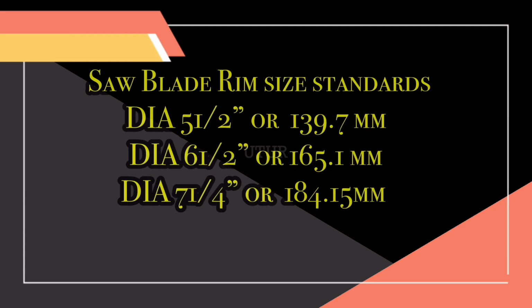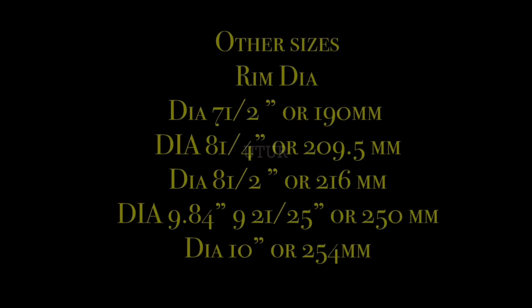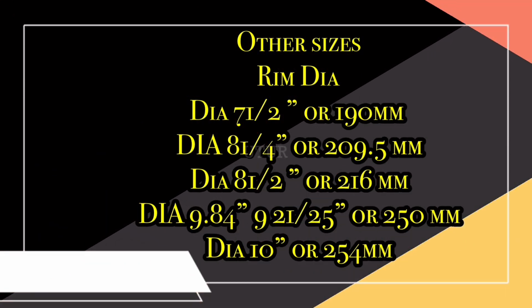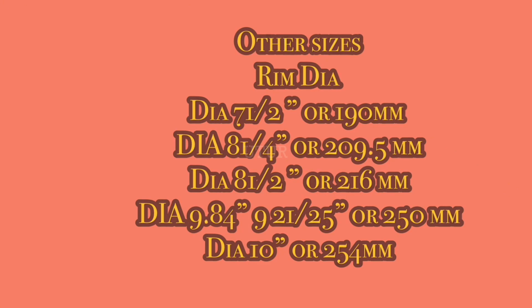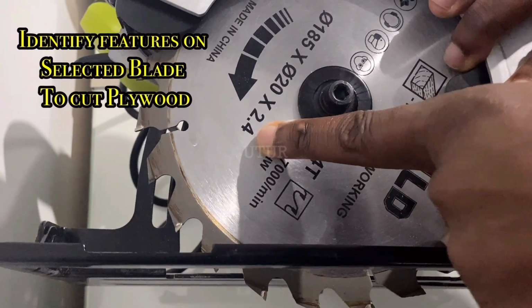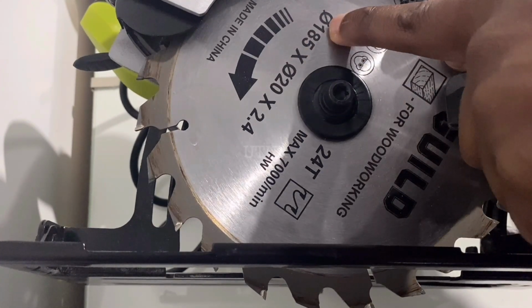Blades usually come in your conventional standard sizes of 5.5, 6.5 and 7.25 inches, as well as other bespoke dedicated sizes from anywhere between 8.25 to about 10 inches. And so now back to the blade in our Guild working tool. It's got a 2.4 kerf, a 20mm center bore and a 185mm rim size.